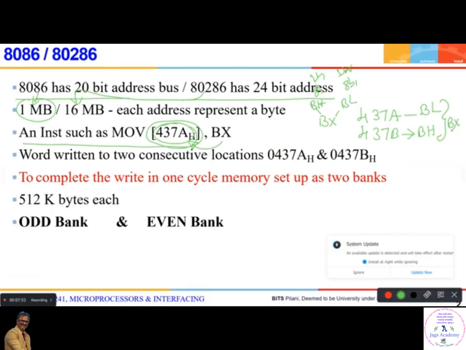8086 has to read or write 16-bit data, but one memory chip has got only 8-bit data, right? So how do you read 16-bit data from the memory? It uses 2 locations from 2 different memory devices. That is the way you interface a memory system to the 8086 microprocessor.